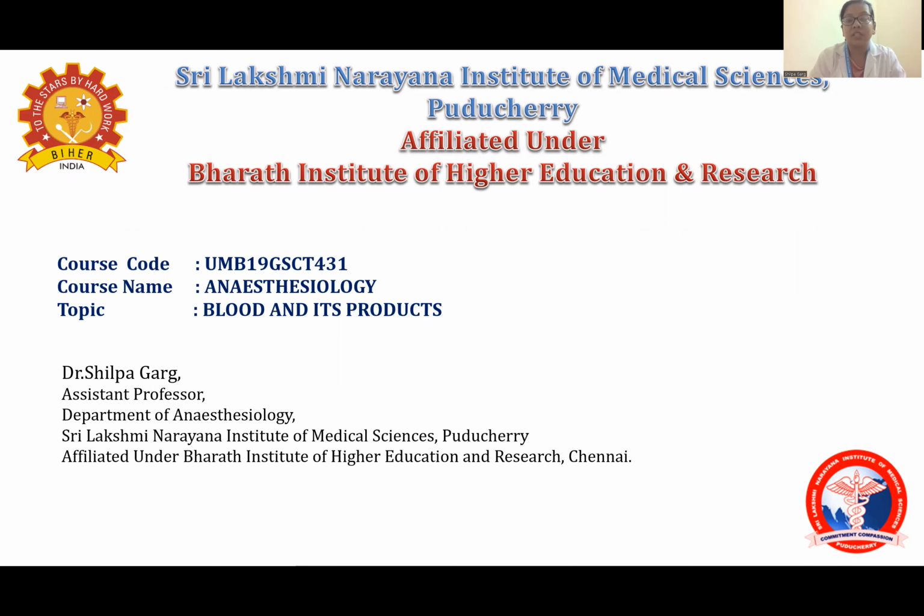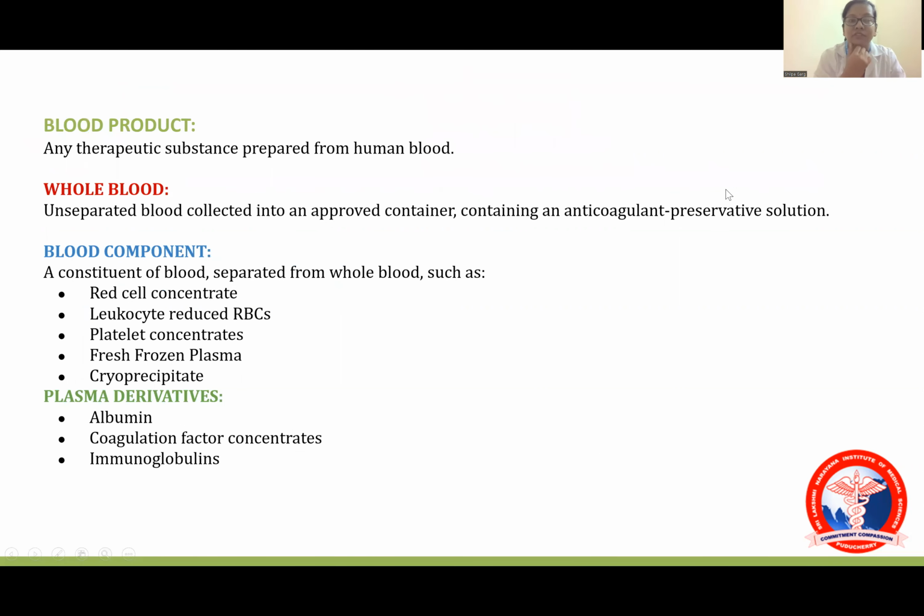Topic of my class today is blood and its products. First of all, we'll discuss the definitions of blood and its products. What is blood product? Any therapeutic substance which is prepared from human blood is called as blood product.